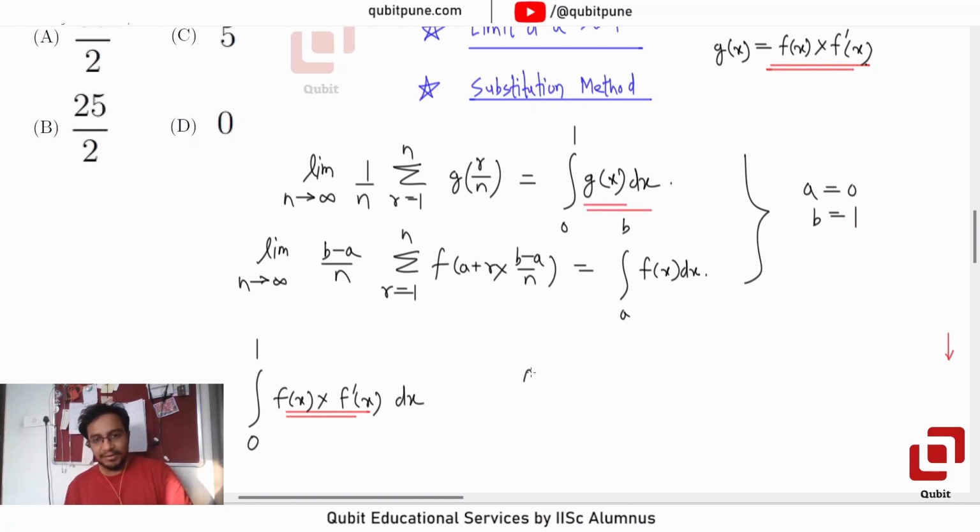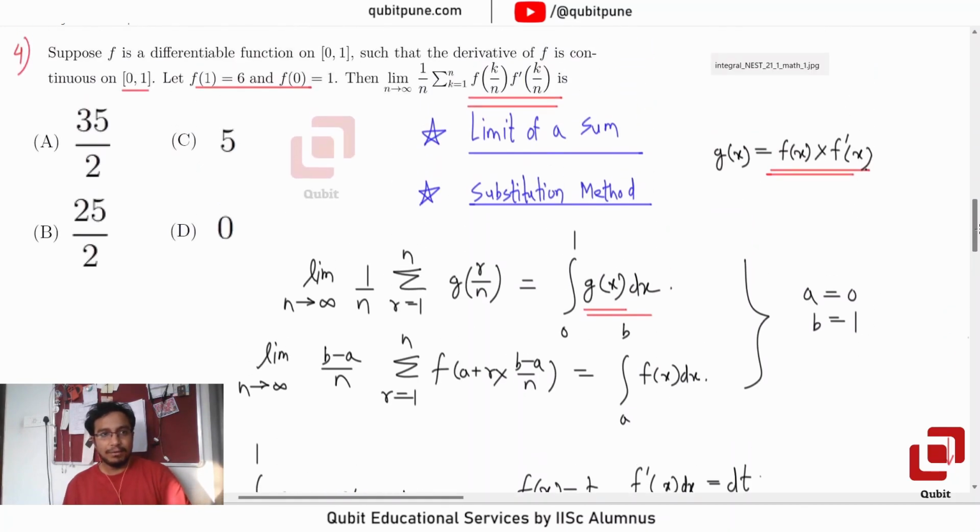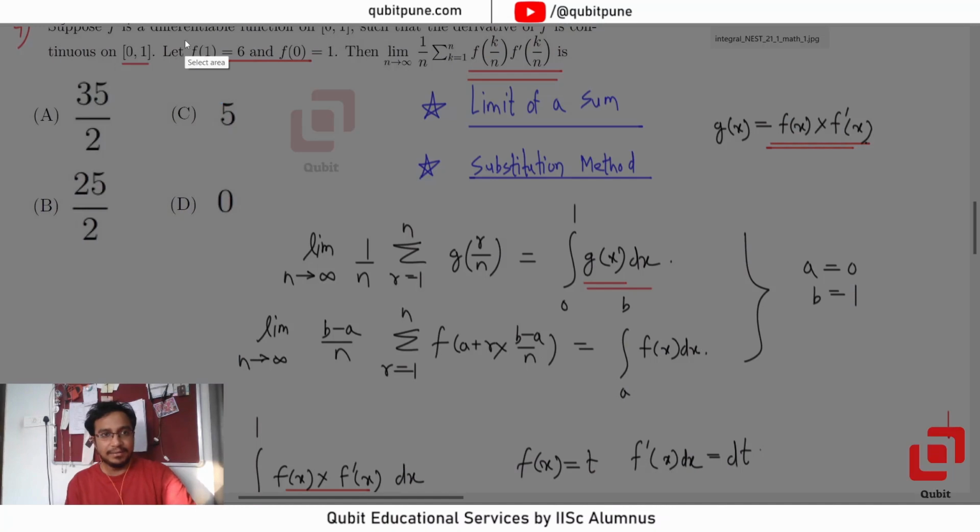Now put f(x) as t. f'(x) dx would be dt. If you put f(x) as t, f'(x) dx should be dt. And what will happen to the limits? Ready, limits are ready here.